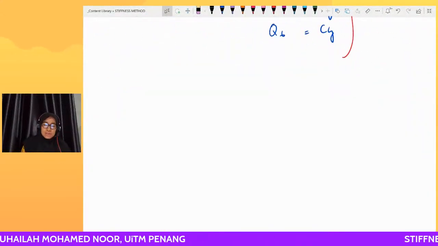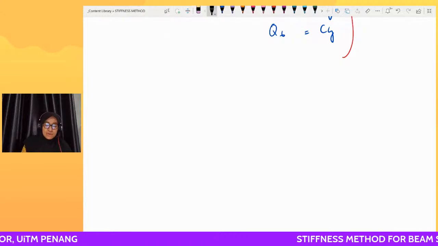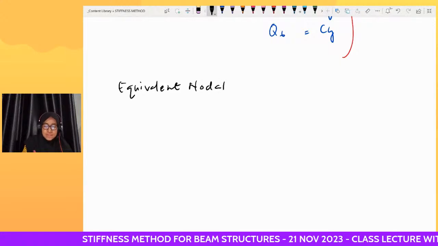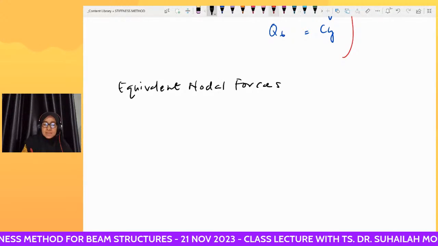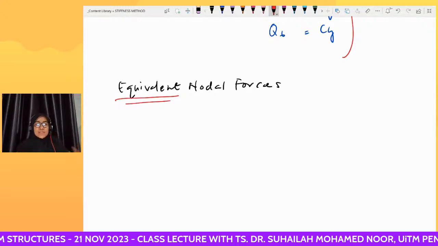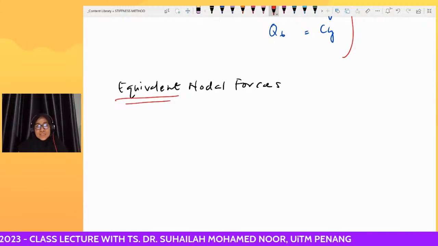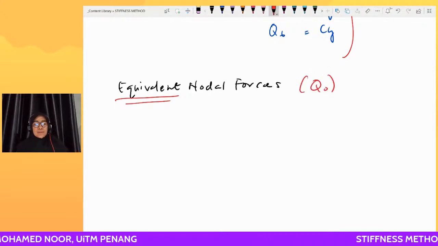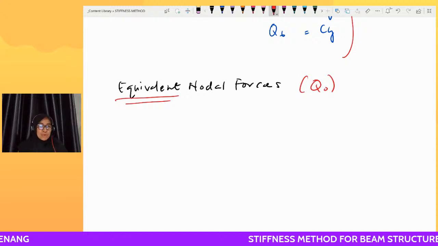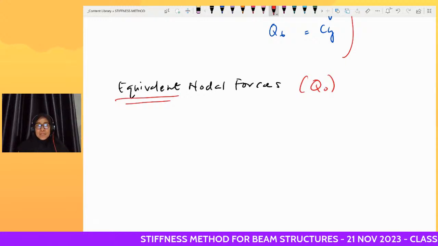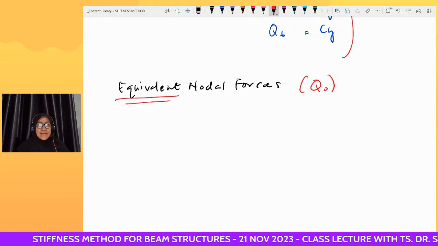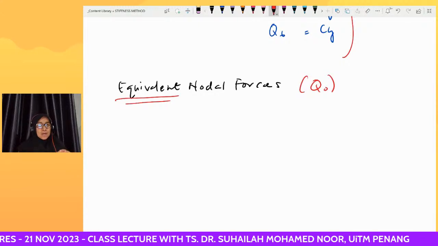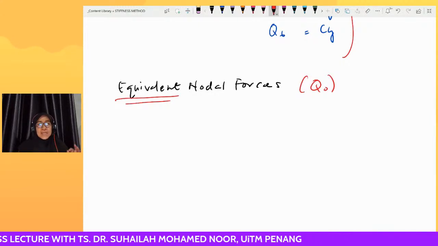So we move to the concept of equivalent nodal forces. Just add this word. Nodal forces is Q. Equivalent nodal forces is Q naught. This Q naught means we have to distribute the loading equivalently. We have to distribute it to nodes. So we do not set equally.